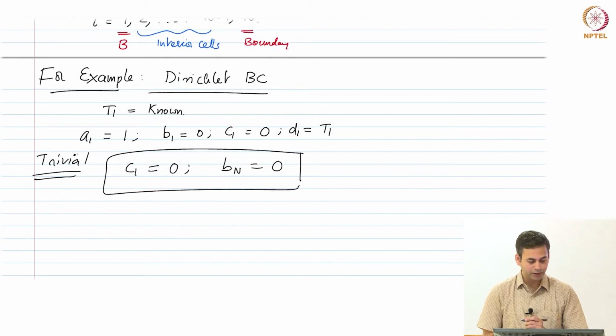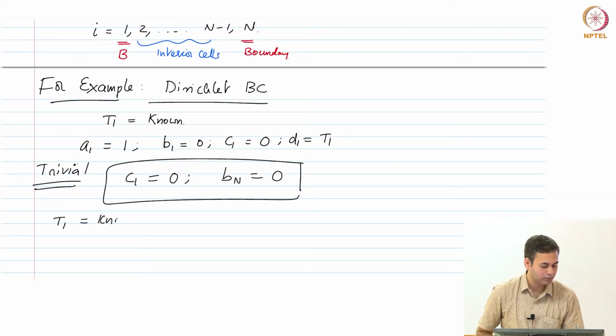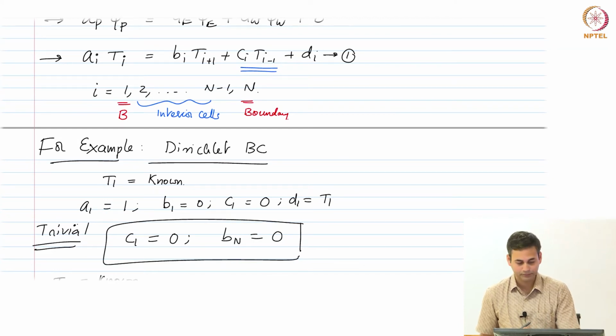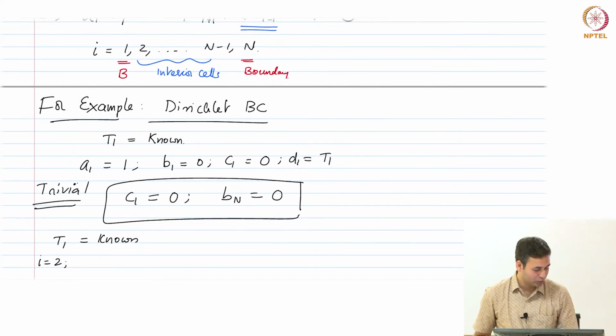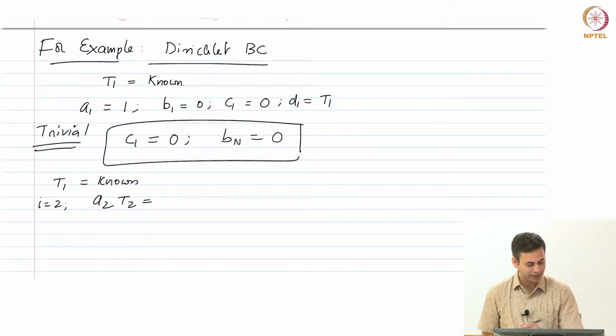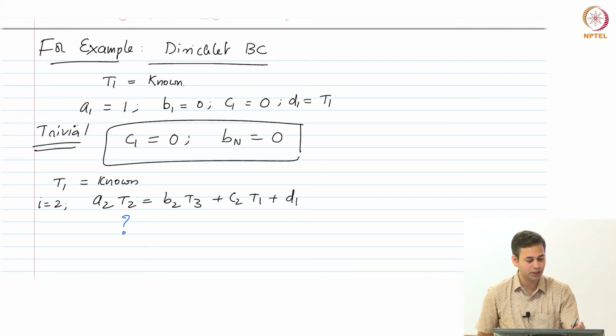Now, if this is the case, T1 is known. What would be the equation for i equals 2? I want you to just plug in i equals 2 in equation 1, that is all. A2 T2 equals what on the right hand side? B2 T3 plus C2 T1 plus some D2. I am sorry, this should be D2. Out of this, what are the unknowns? T2 is an unknown, T3 is an unknown as well.